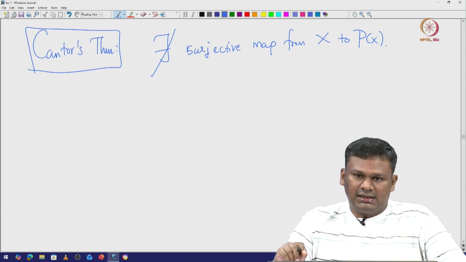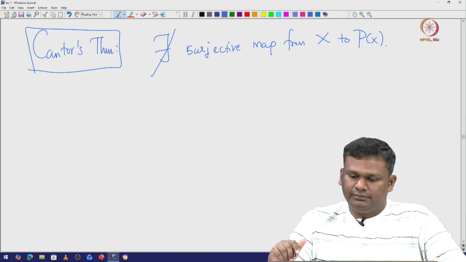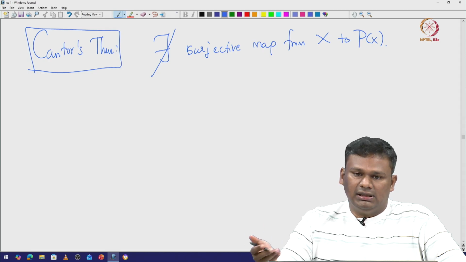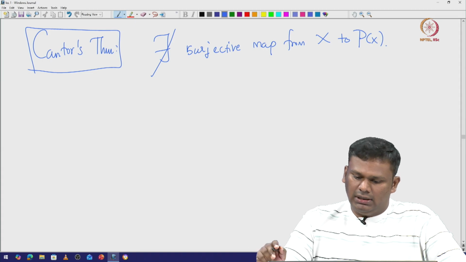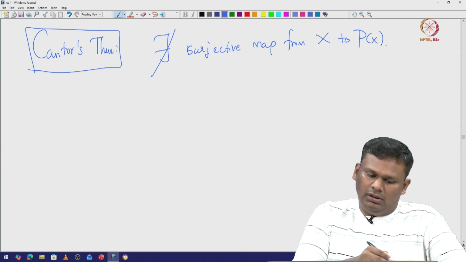For example, if we take x equal to empty, then it is clear that the power set has at least the singleton empty. So the power set is the singleton empty. So it has one element, 2 power 0 elements. Okay. So, let us actually prove this.